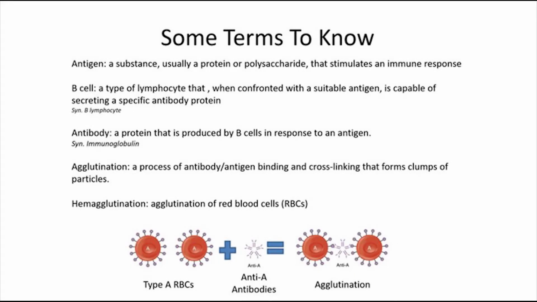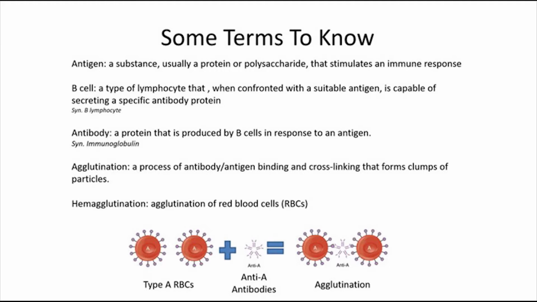So there are a few terms I would like to introduce you to today before we get started with the activity. Firstly is the term antigen, which is a substance that stimulates an immune response. It's usually going to be a protein or a polysaccharide. And then a B cell is a type of lymphocyte, which is a cell in the immune system that's capable of secreting an antibody protein. What will happen is that when it encounters a suitable antigen, an antigen that it recognizes, then it will secrete an antibody that binds to that antigen. Now, an antibody, of course, is a protein produced by B cells in response to an antigen.